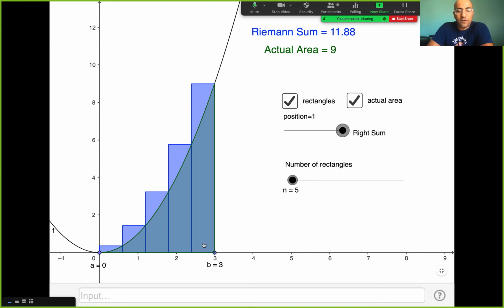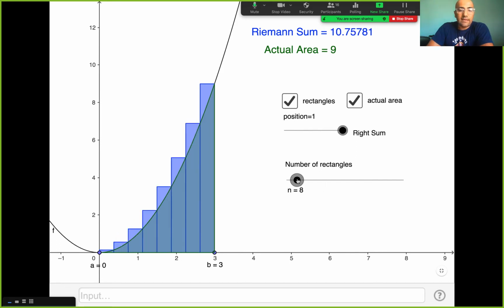So if I use the far right edge, I'm letting this x equals 3 determine the height of that rectangle. And then in this rectangle, if I'm using the far right edge, I'm letting this value, whatever it is, determine the height of the rectangle. Right? So here's an example where I'm using all right edges. At the moment, I'm overestimating it by a little bit. It's saying that the sum of all those blue rectangles is 11.88, when I know the answer should be 9.